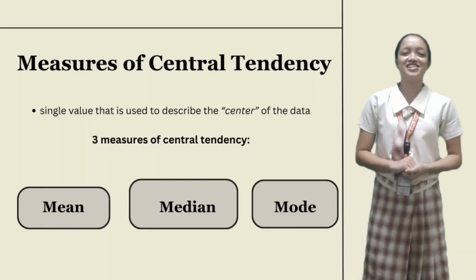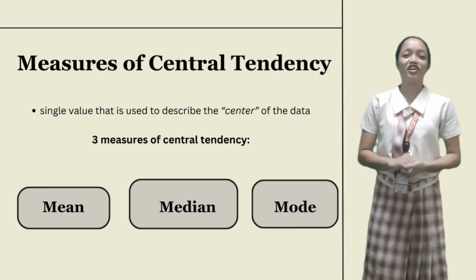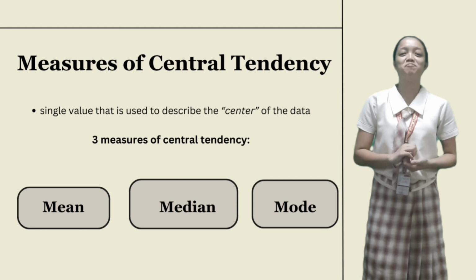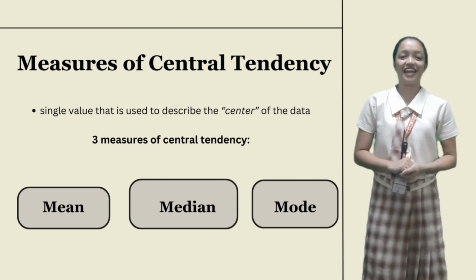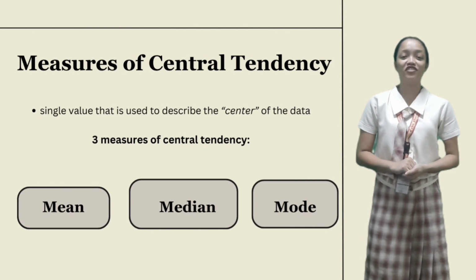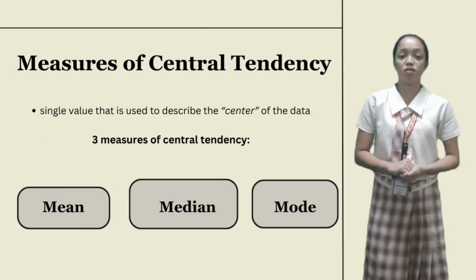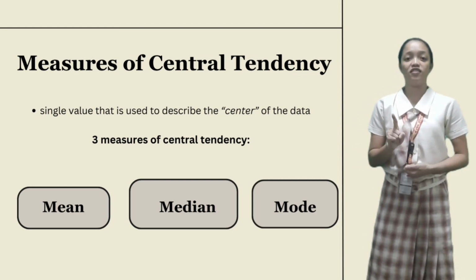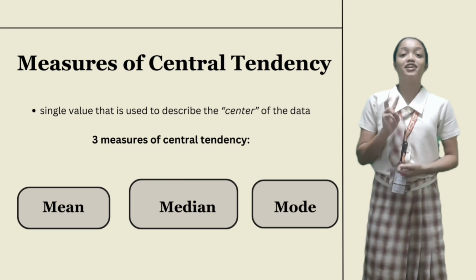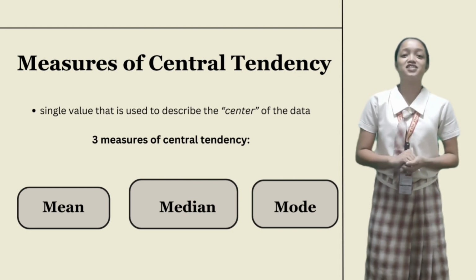Good day everyone, this is Amy Kisha Karian speaking, and for this part we're going to discuss the measures of central tendency. The measure of central tendency provides a very convenient way of describing a set of scores with a single number that describes the performance of the group. It is also defined as a single value that is used to describe the center of the data. It is thought of as a typical value in a given distribution.